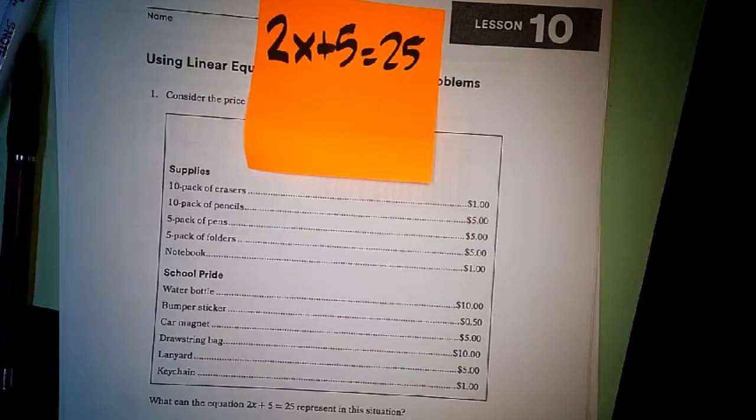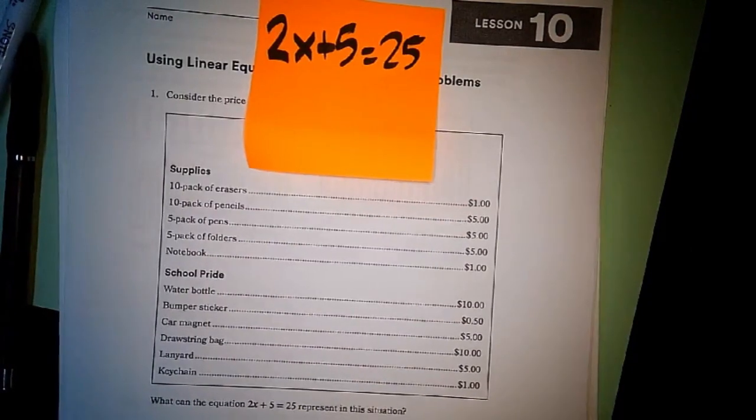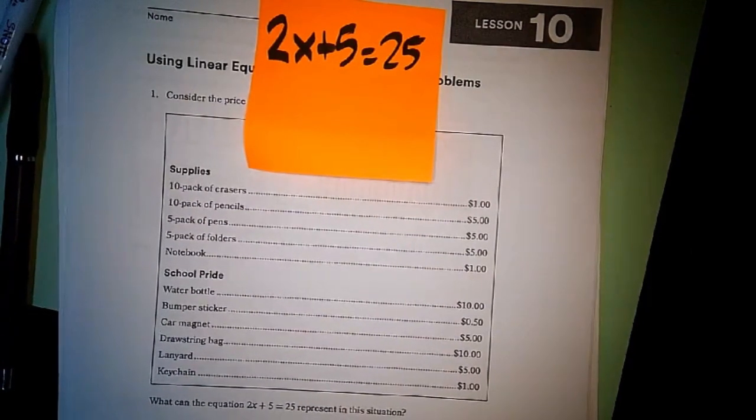What you got, Cooper? Okay, 2 drawstring bags and a car magnet. Anybody else? So we're trying to figure out how to make it a real world problem. Any other ideas?